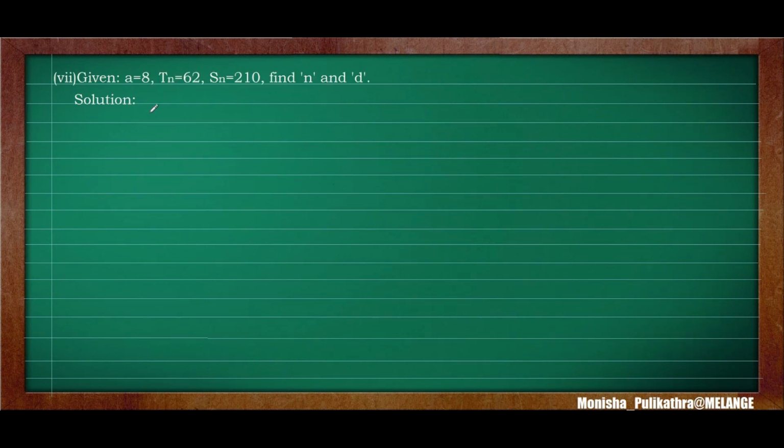Moving on to the seventh problem of this session. Here the first term a is given as 8, Tn is equal to 62, Sn is 210. We need to find the number of terms n and the common difference d.